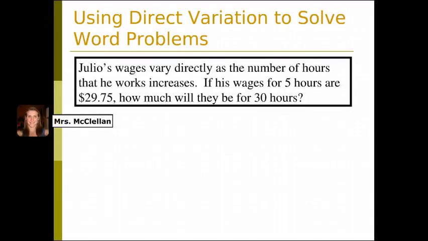Julio's wages vary directly as the number of hours that he works increases. If his wages for 5 hours are $29.75, how much will they be for 30 hours? Again, we need to locate varies directly. Whatever we're comparing before varies directly is our y, and whatever is after varies directly is our x.